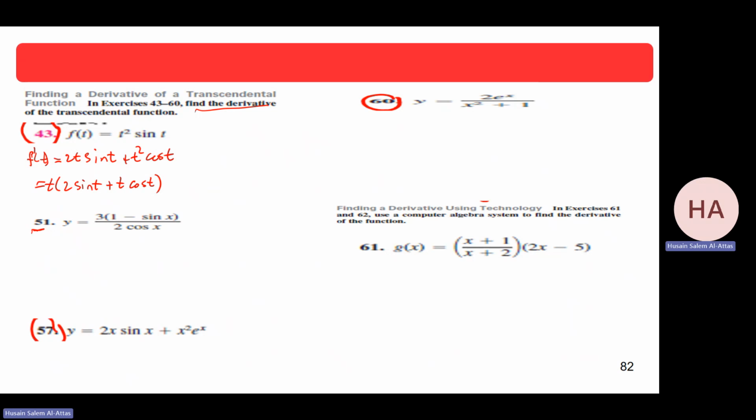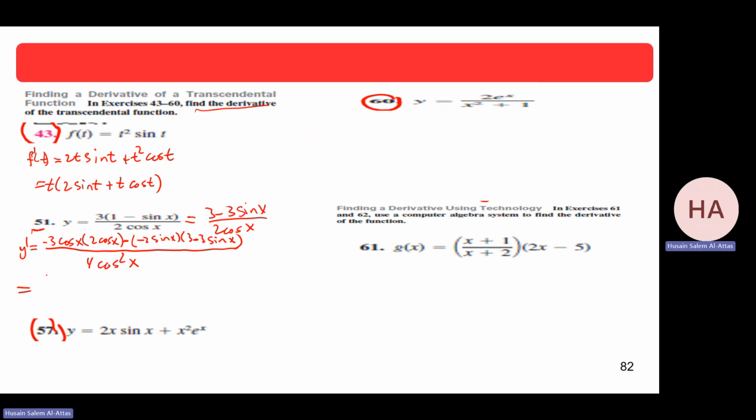Okay. In this one, we have a quotient, so I need to do the calculations. It's just calculation, nothing is difficult. This one is 3 minus 3 sine x over 2 cosine x. So y prime will be what? The derivative of the numerator, which is minus 3 cosine x, times the denominator, minus the numerator times the derivative of the denominator, which is minus 2 sine x, over 4 cosine square x.